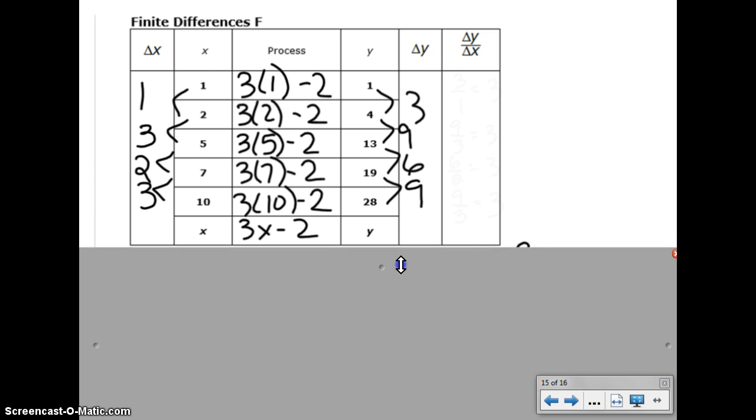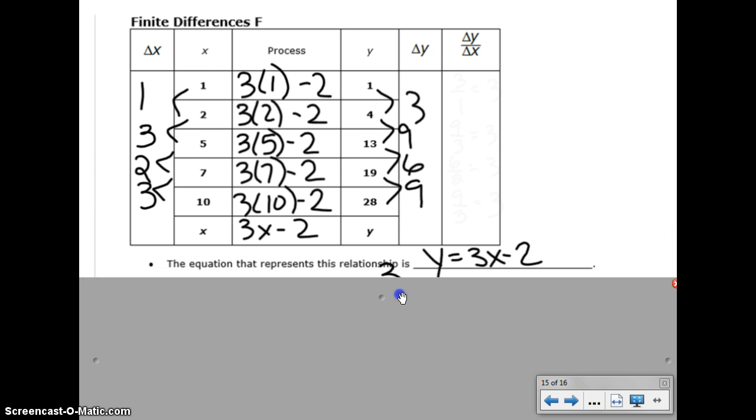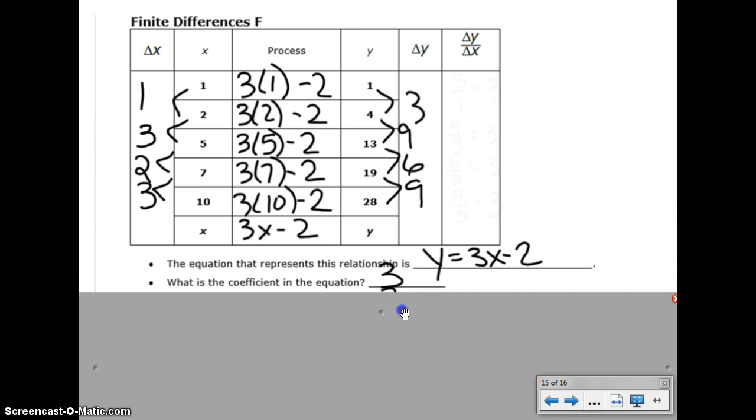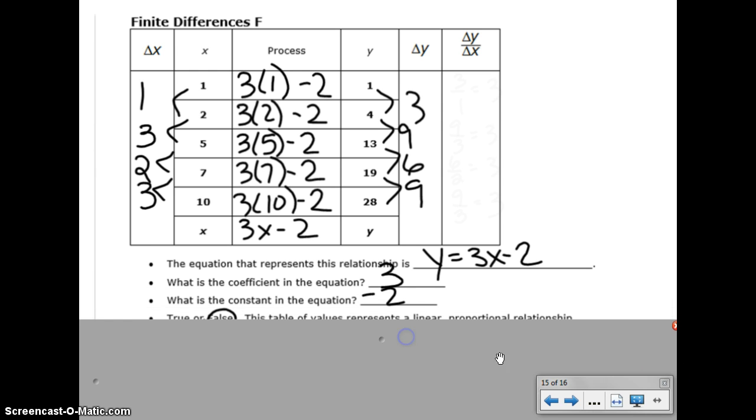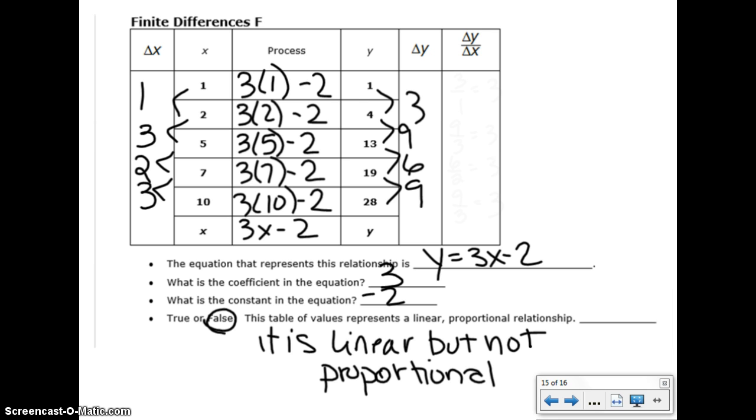3 times 5 is 15, minus 2 is 13. As we continue down the table, we get 3x minus 2 in the process column. Our equation is y equals 3x minus 2. The coefficient is 3. The constant is minus 2. It is false that this is a linear proportional relationship. While the graph is linear because we have a constant rate of change, it is not proportional because when x is 0, y has a value of negative 2. So this graph does not go through the origin.